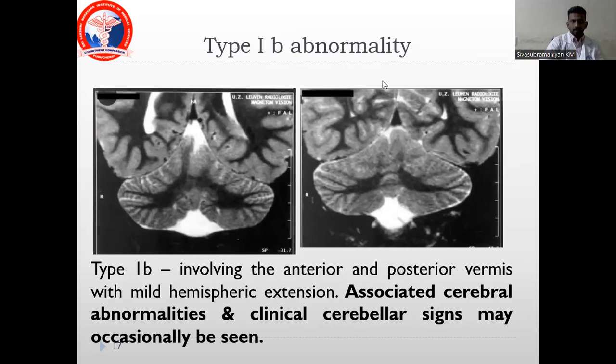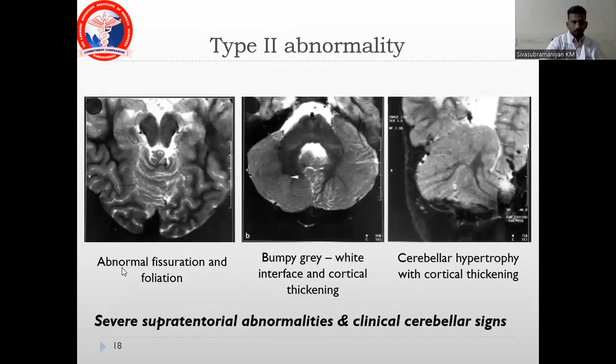And next was the type 2 abnormality, where there was abnormality in fissuration as well as foliation, as well as bumpy gray-white interface of the cortical gray matter, and cerebellar hypertrophy with cortical thickening. So these were classified as type 2 abnormalities.